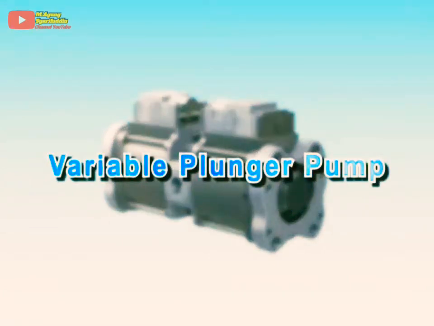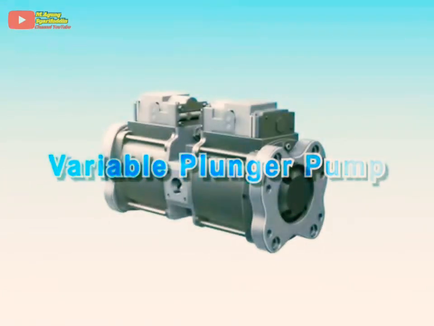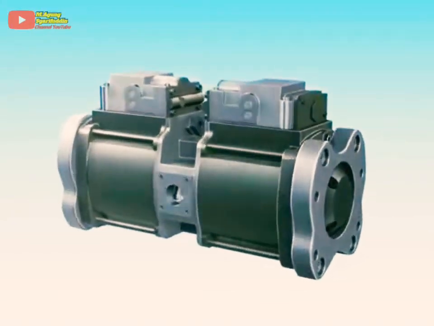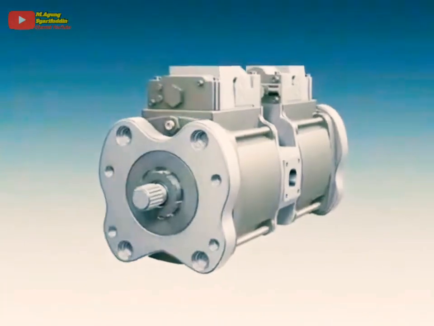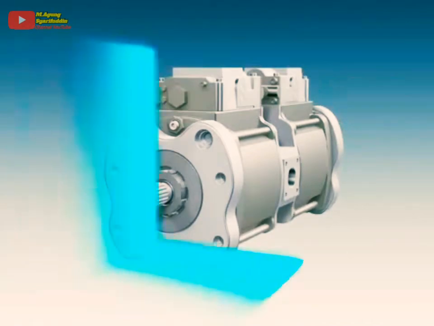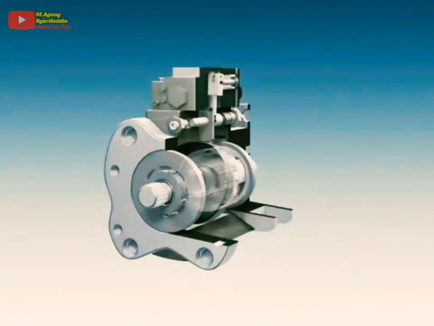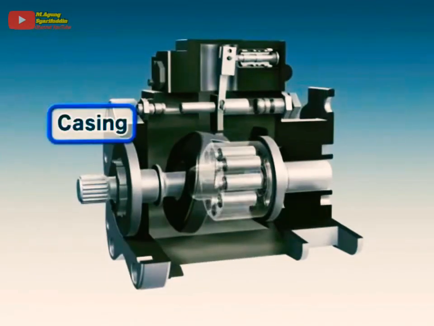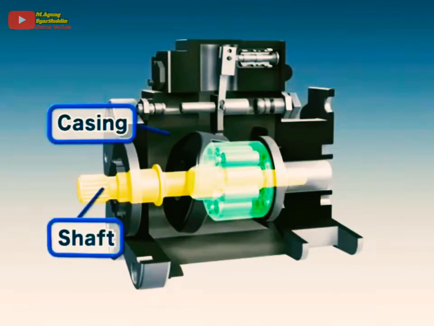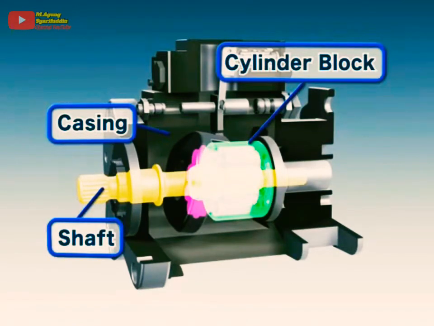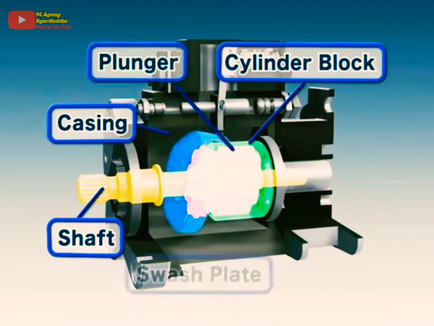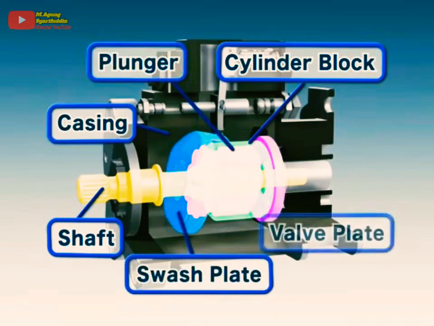The variable plunger pump is the driving force for the motor and other actuators, which highly pressurizes and delivers hydraulic oil from the tank. The pump is composed of a casing, shaft, cylinder block, plunger, swash plate, valve plate, and other components.